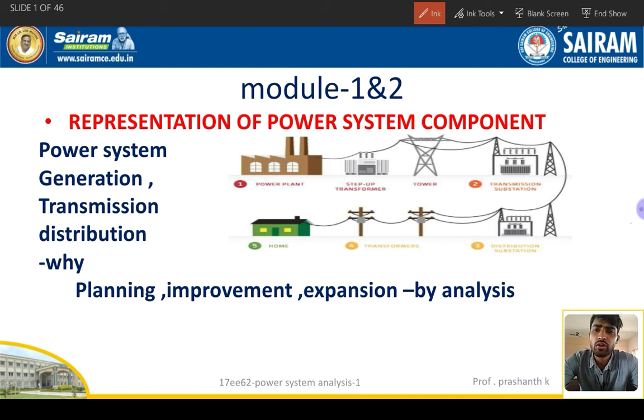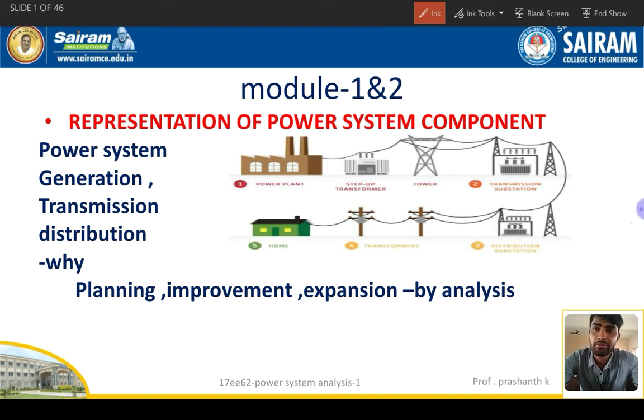So let's move on to the topic. First of all, why do we need to study this power system analysis subject? It is for planning purposes, for improvement purposes, and then expansion by analysis. It's called power system analysis.